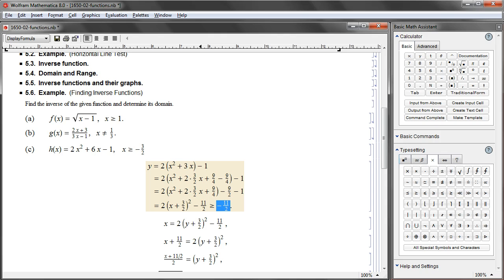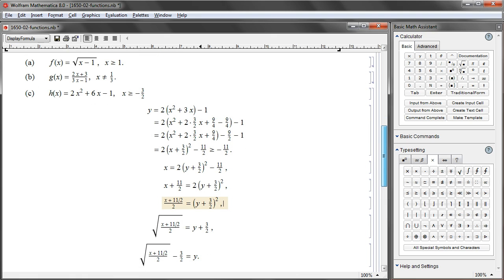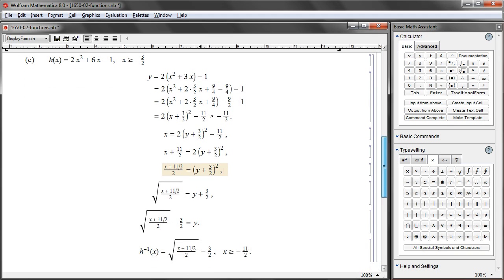Now that we have this complete square form, let's switch x and y and solve for y. Okay, we switched x and y, and then let's solve for y. Let's move this negative 11 over 2 to the other side. And then we want this complete square, so let's move this 2 away. So divide by 2. Now the right hand side is just a complete square, so take the square root of both sides, and the left hand side will not be a square anymore, because I just took the square root to kill off this square. So y plus 3/2 is equal to that square root. Finally, moving the 3/2 to the other side, we get y equals the square root of (x plus 11/2) over 2, minus 3/2, and that is my inverse function.